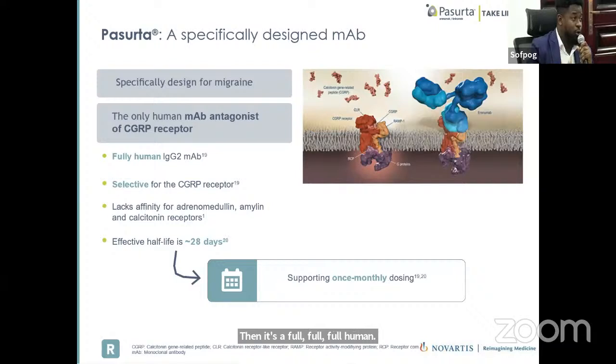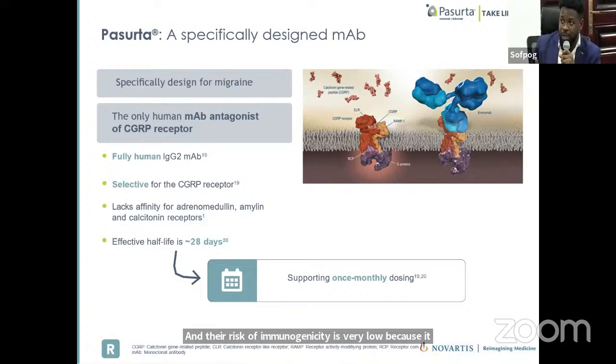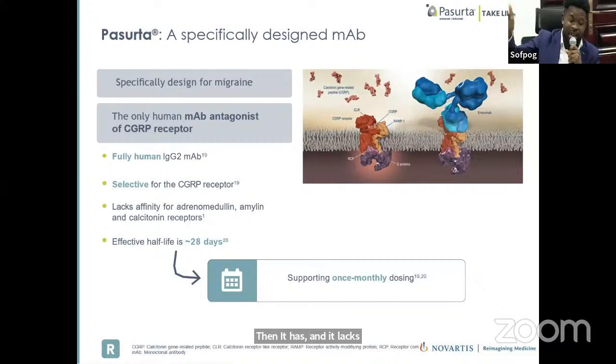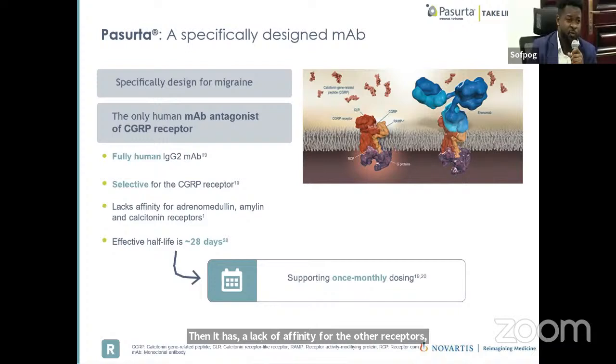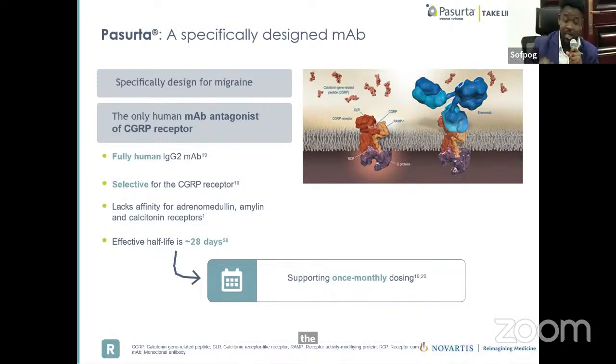Basically, monoclonal antibodies are able to elicit some immunogenicity. But for those that are fully human, the risk of immunogenicity is very low because it mimics what is already in the body. Then it lacks affinity for the other receptors I mentioned, like the amylin receptors and the calcitonin receptors. So only CGRP, and then the patient would be fine.